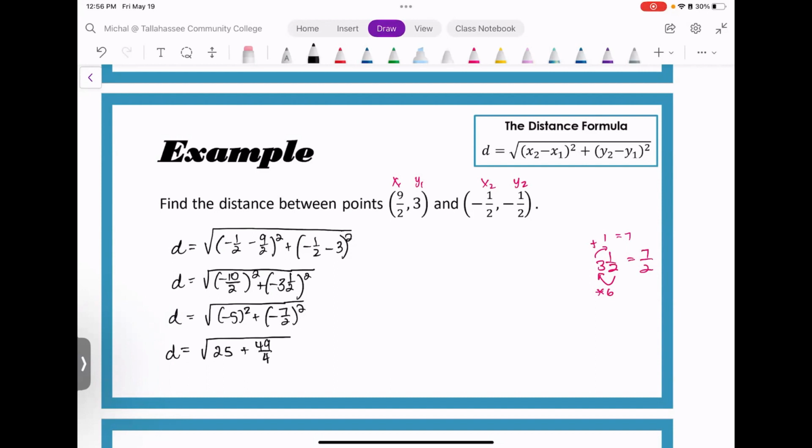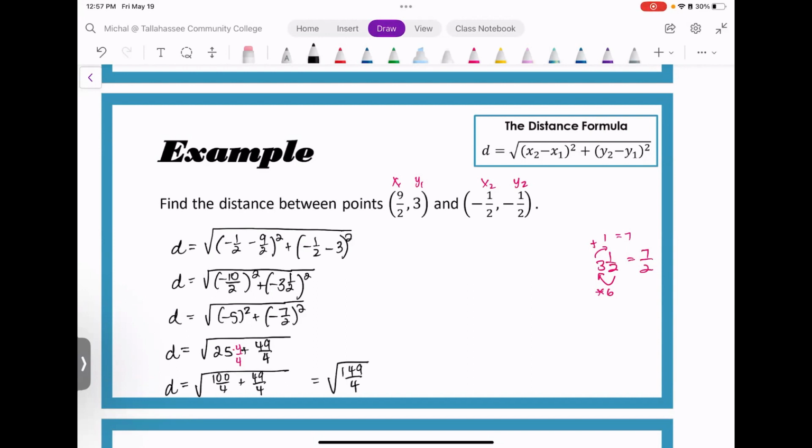In order to combine these, I need to get a common denominator. So I'll multiply 25 by the fraction 4/4. This gives me my distance is equal to the square root of 100/4 plus 49/4. So this is equal to the square root of 149/4.